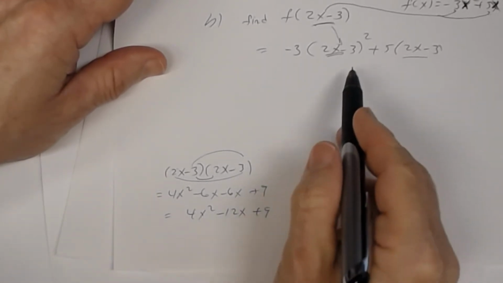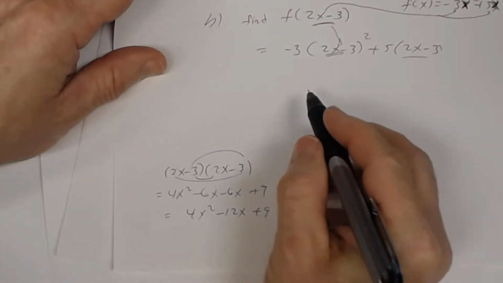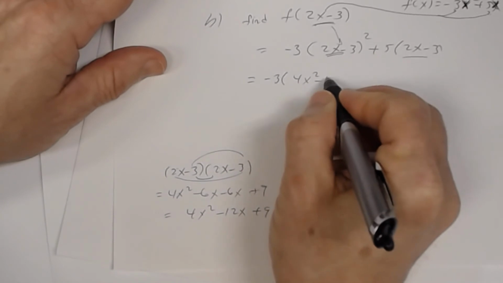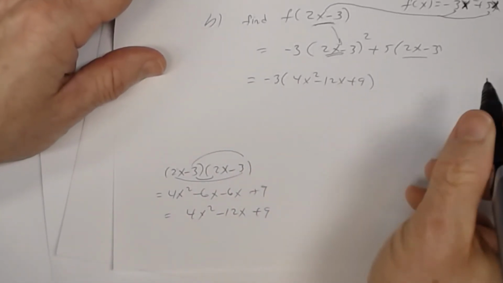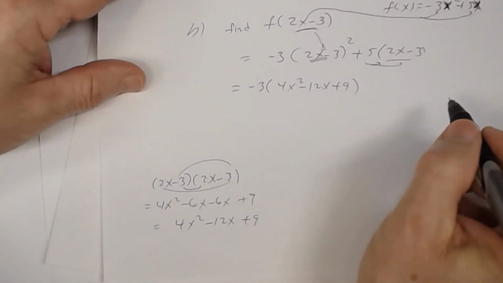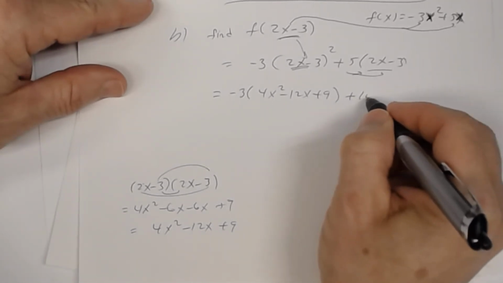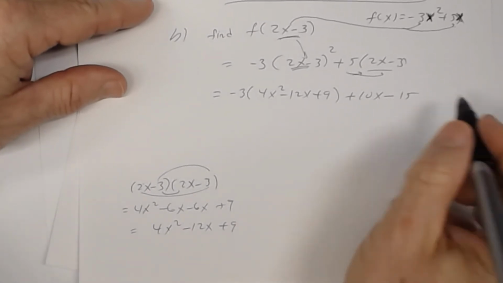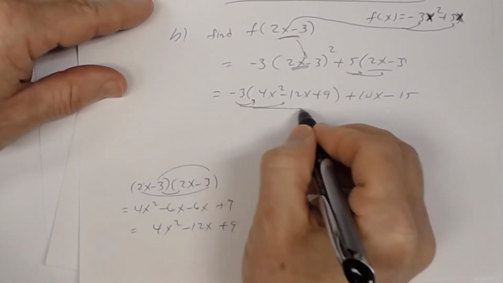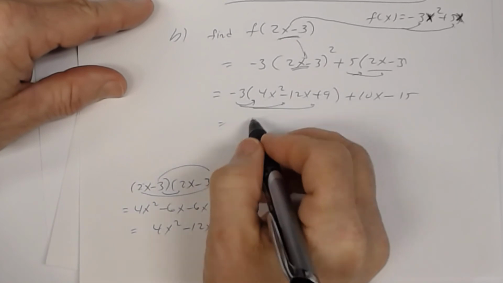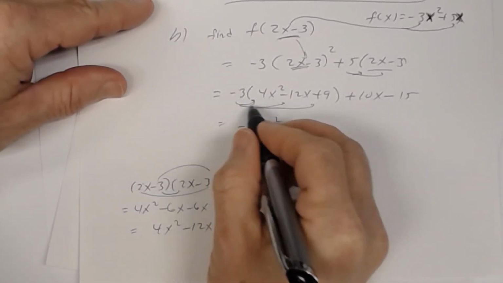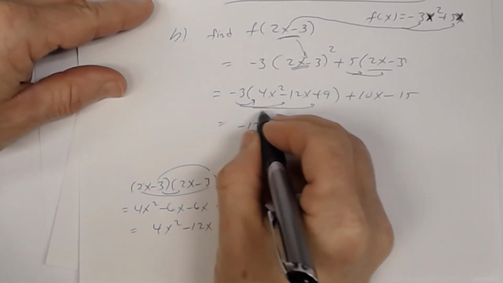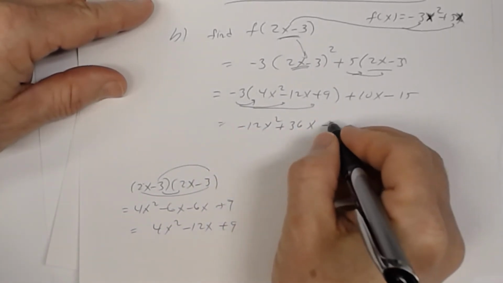So that is this. But remember, that's being multiplied by negative 3. So I've got to say negative 3 times 4x squared minus 12x plus 9. And then let's go ahead and distribute here. So if I do that, I get 10x minus, and that's a negative 3, so that's minus 15. Distributing here, I get negative 3 times 4x squared is a negative 12x squared. A negative 3 times a negative 12x is a positive 36x. A negative 3 times a positive 9 is a negative 27.